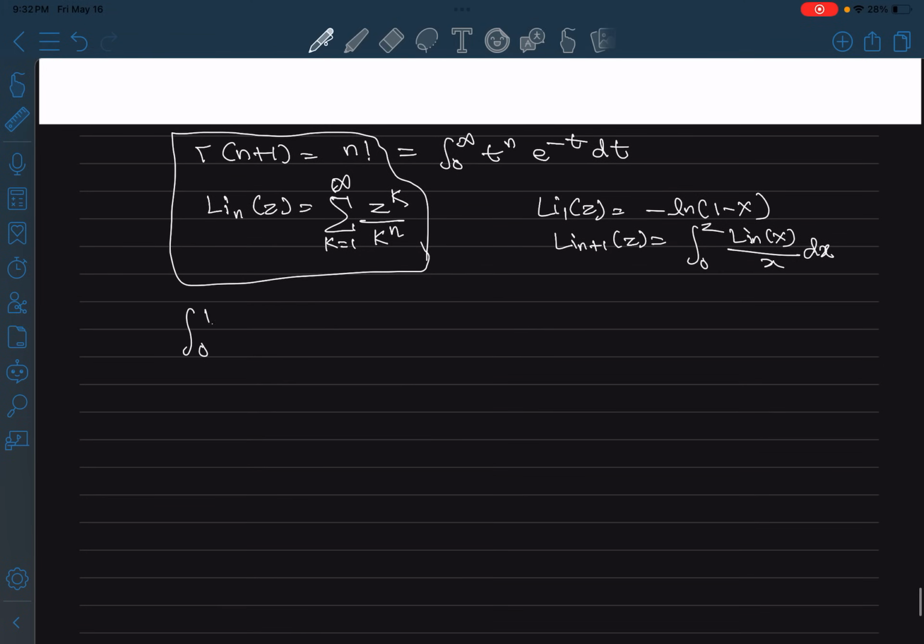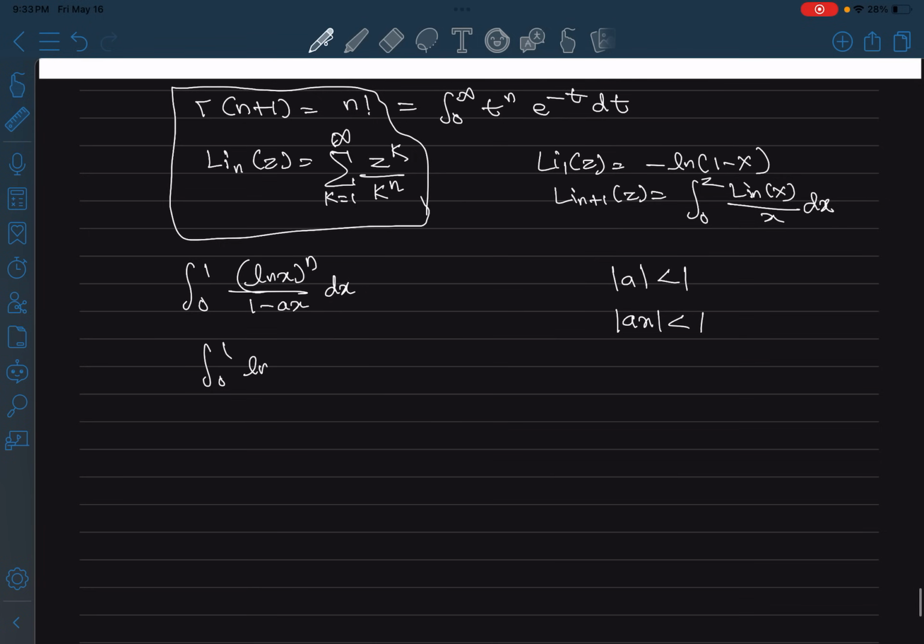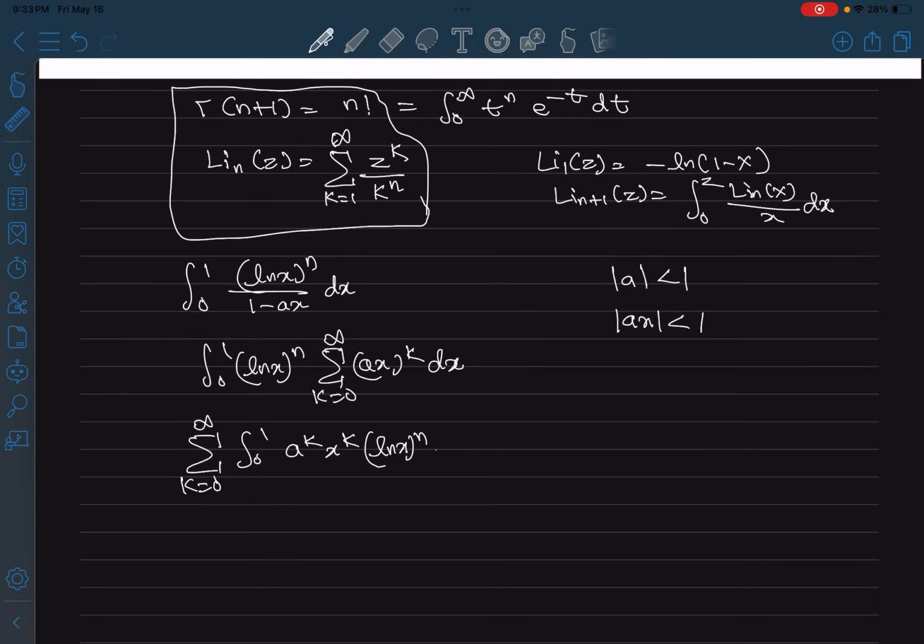We have the integral from 0 to 1 of (log x)^n by 1 minus ax dx, right? So we're going to make the assumption that the modulus of a is less than 1, because if that's the case, the modulus of ax is also less than 1 since x goes from 0 to 1. That means we can use the geometric series, which gives us the sum from k equals 0 to infinity of (ax)^k. Now we can take the log inside the sum and interchange the sum and integral, which gives us the sum from 0 to infinity, integral from 0 to 1 of a to the power k, x to the power k, (log x)^n dx.